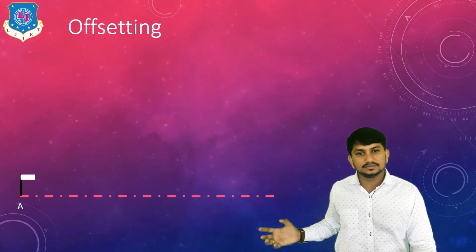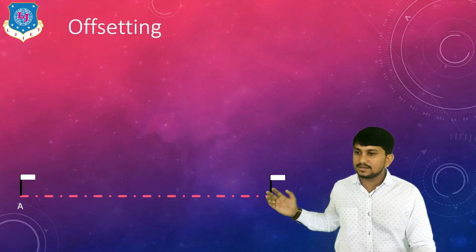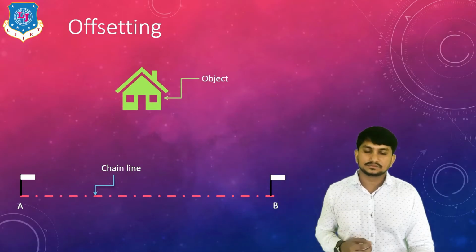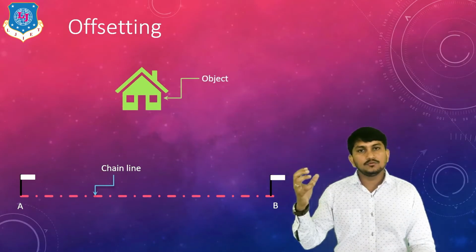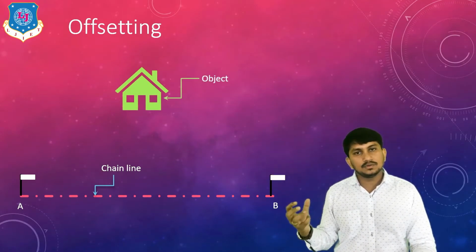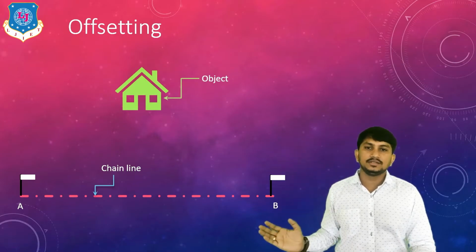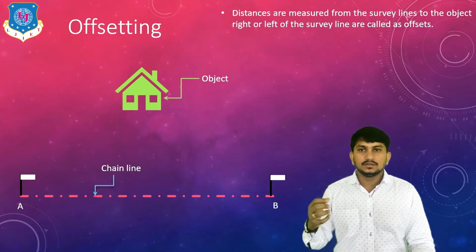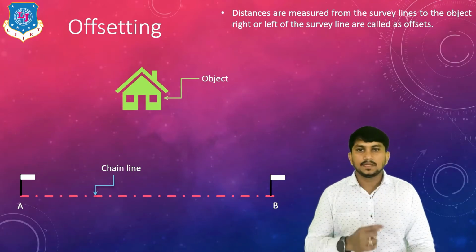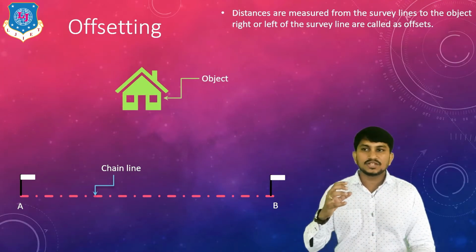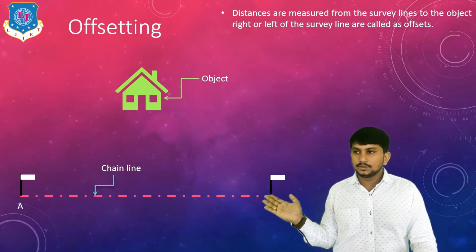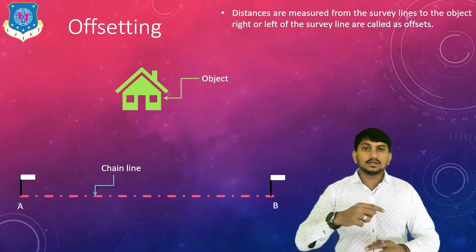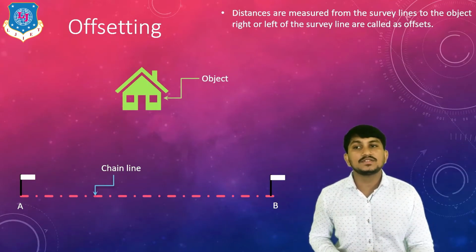Suppose there is a chain line and there are two stations A and B. This is the chain line. One object is there. We have to find the distance between the object and the chain line. So what is offset, or what is offsetting? First we will discuss what is offset. The distance measured from the survey line to the object is called offset, and the method of taking offsets is called offsetting.